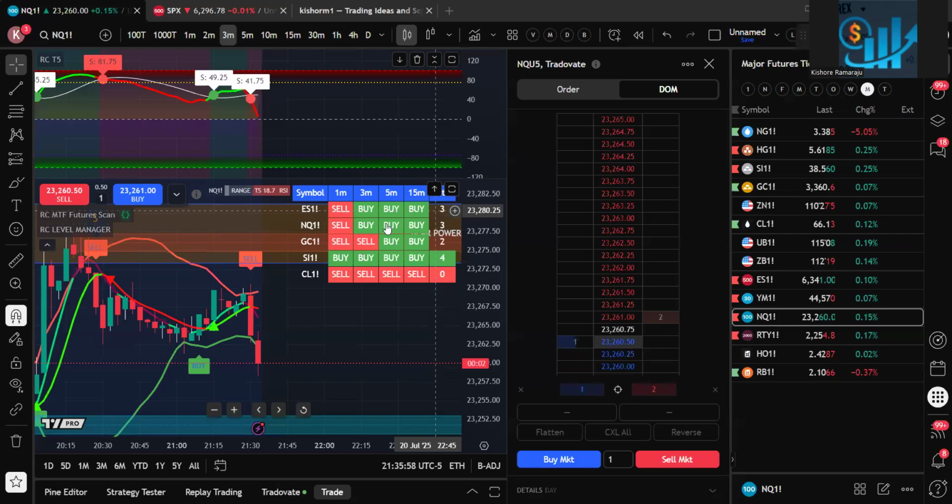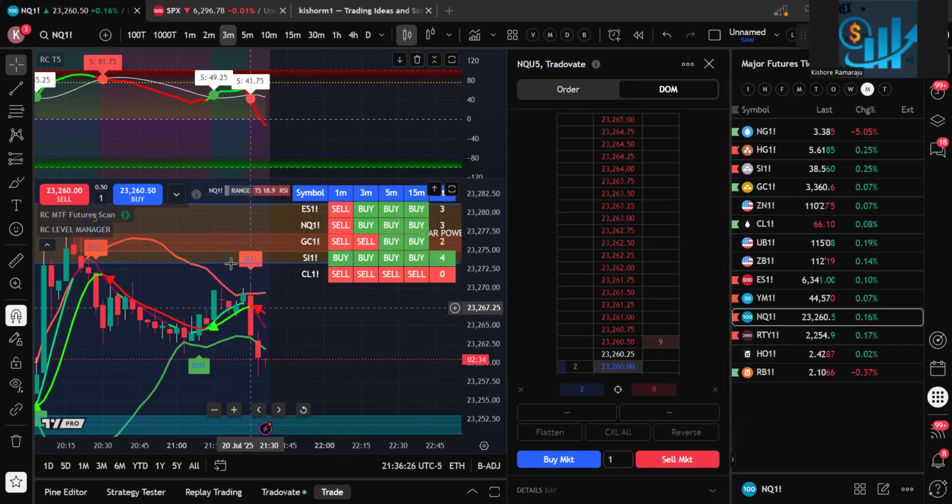If the score is 3, it should be like this: 3, 5, 15 should be buy. It should not be 1, 3, 5, right? If 3, 5, 15 is buy, and you also get a buy on 1, that is, if everything is buy, that is the best one. If only 3, 5, 15 is buy, that is the second best opportunity. But if only 1, 3, 5 are buy, but 15 is a sell, that is not much better.